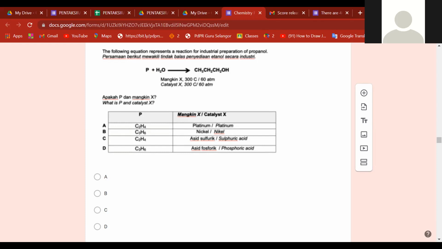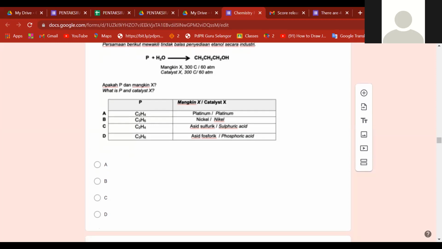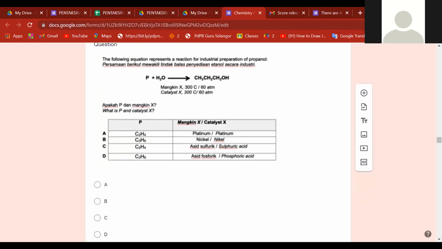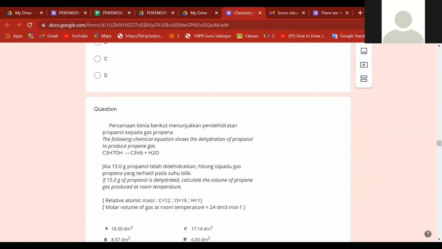Correct. Okay. Now, Anik, teacher wants you to try. Here I got 3 carbons. What do you think my P must be? I answered D, teacher. C3H6 and the catalyst is phosphoric acid. Correct, the answer is right. So for a hydration, teacher always uses phosphoric acid. Must memorize 3 things: hydration, phosphoric acid, 300 degrees Celsius, 60 atmospheric pressure. Carbon compound must memorize. Okay, so yes, correct.